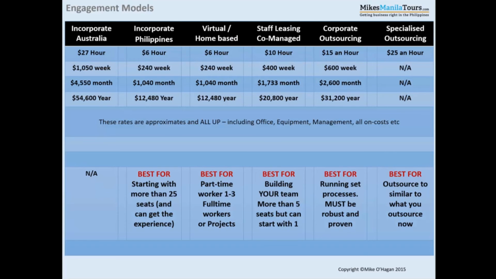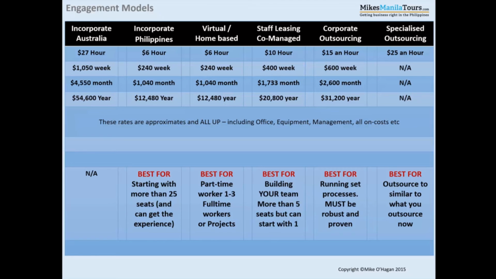So let's go back and do a summary and overall look at what we've got here. There's the whole lot laid out that I've talked about. Incorporation in Australia will cost you $27 an hour. Incorporate for the same worker in the Philippines, $6 an hour. There's a massive difference there.